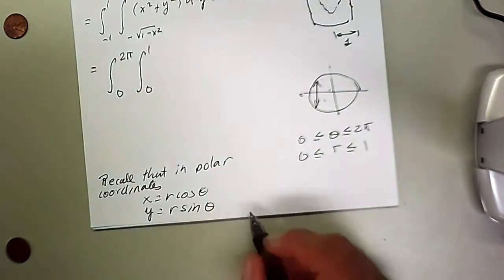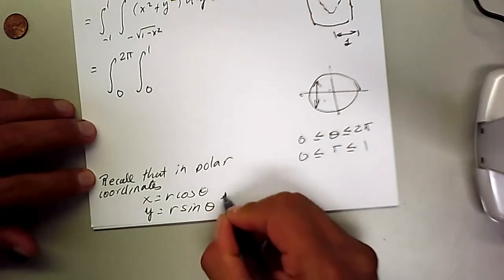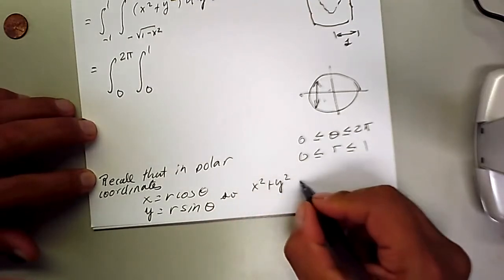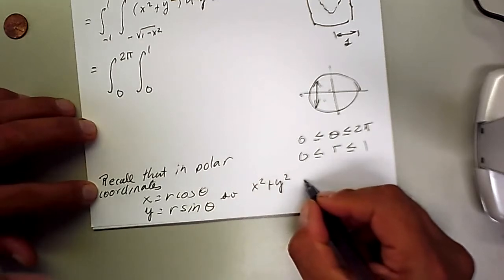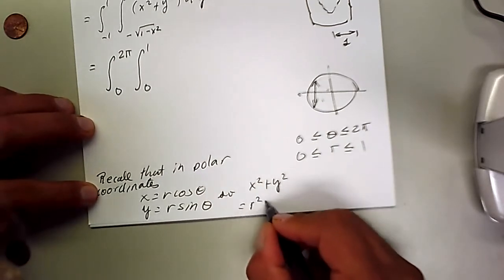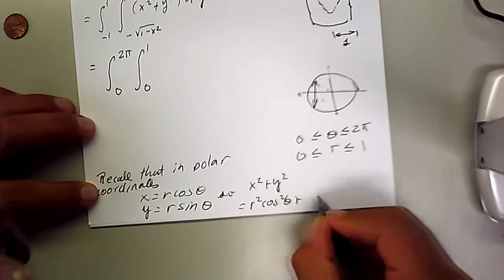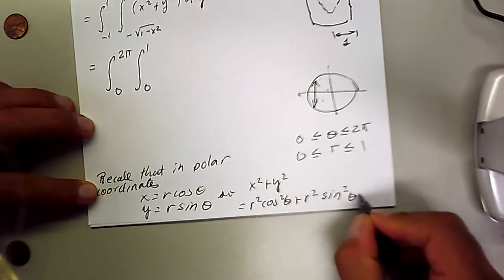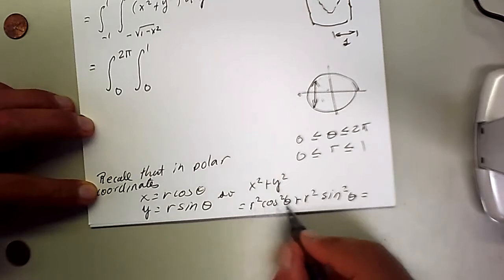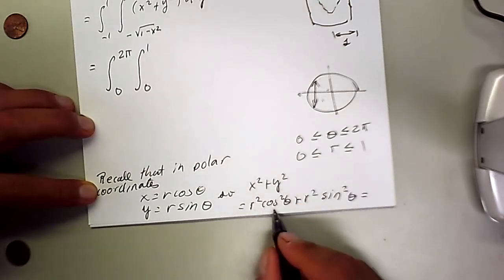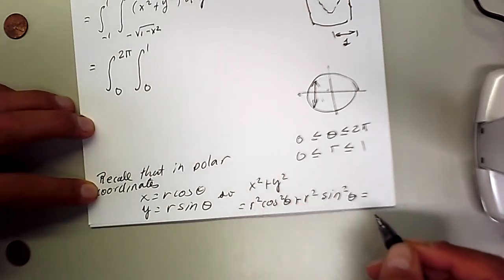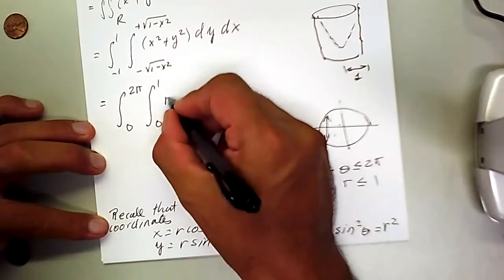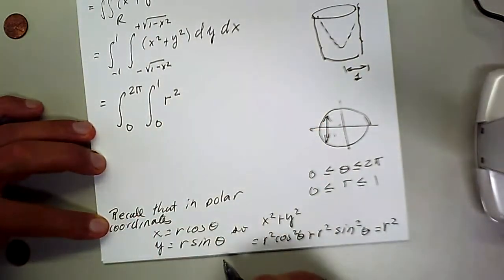So x squared plus y squared will be r squared cosine squared theta plus r squared sine squared theta. So they both have the same r squared. We can factor that out. Cosine squared plus sine squared, all of us know, is 1. So we end up with r squared. So we're really integrating simply r squared.